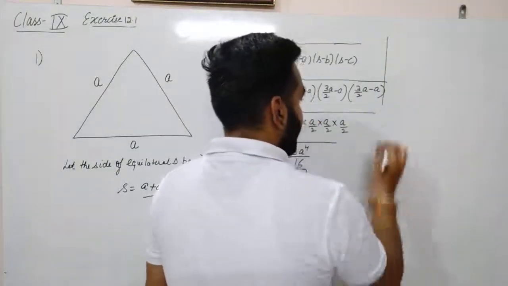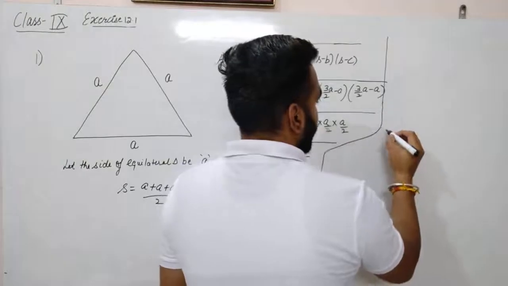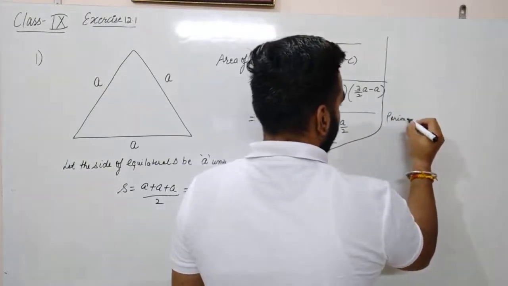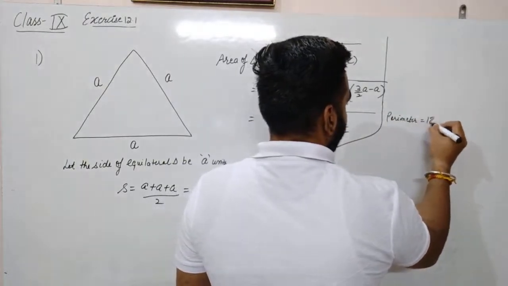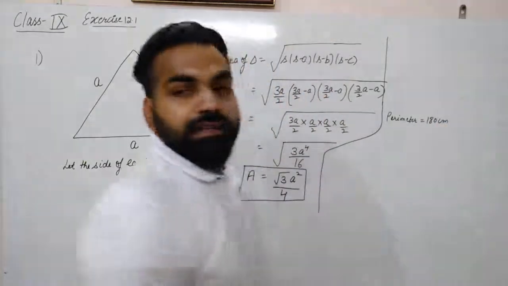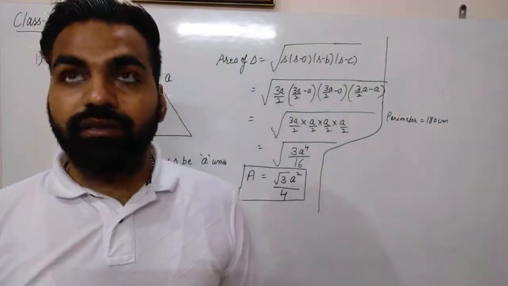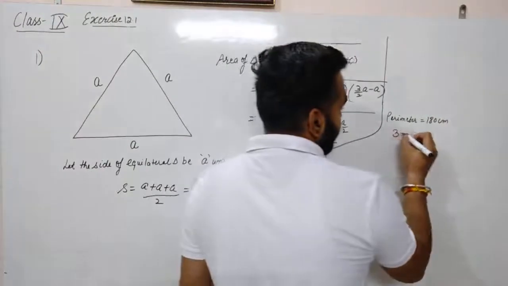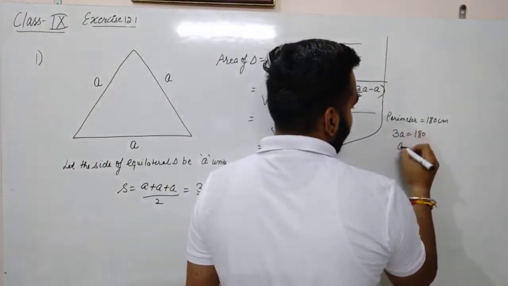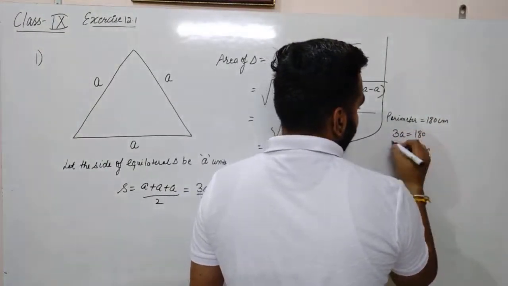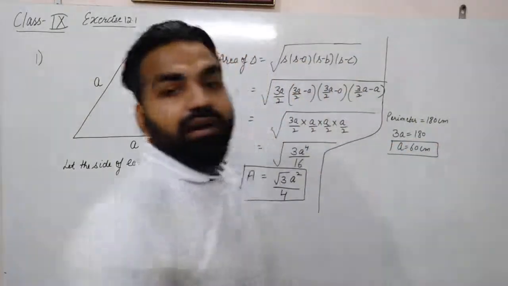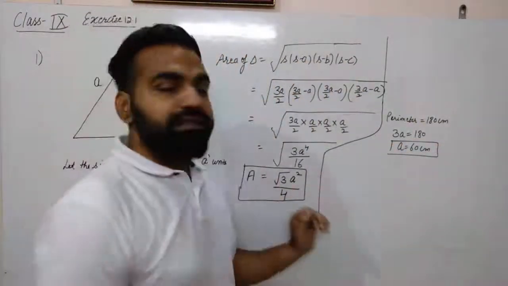So here it is given perimeter is 180 centimeter. And what is the perimeter of an equilateral triangle? 3 into side. 3A is equal to 180, so A will be 60 centimeter. That means the side of the triangle is 60 centimeter.